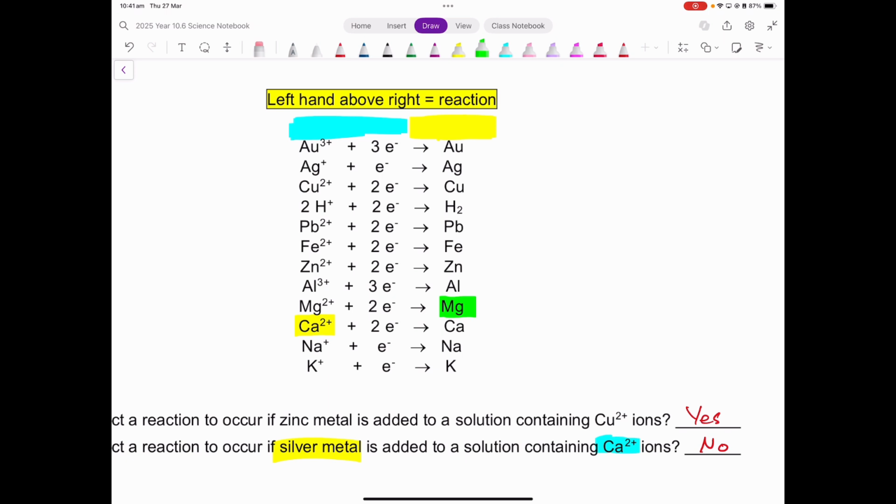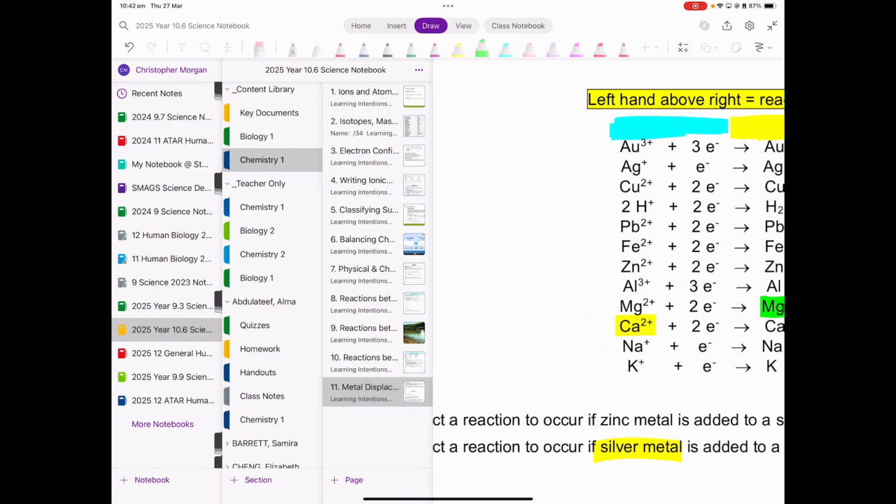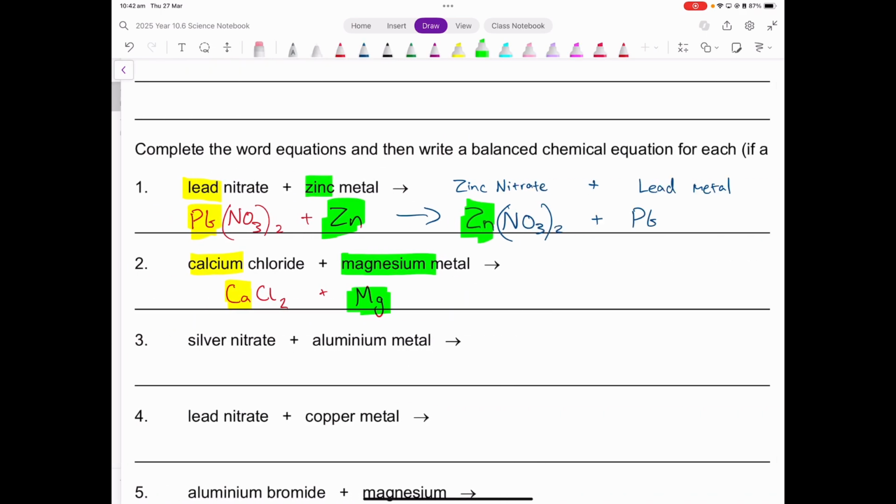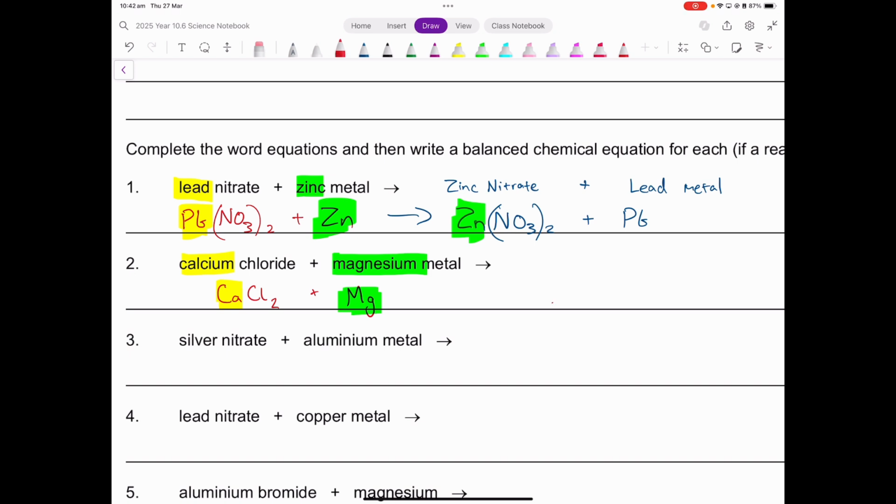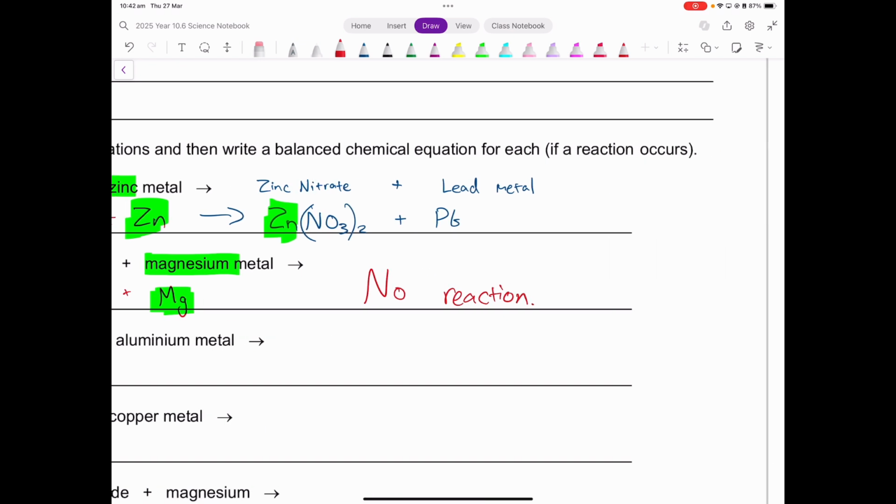Now they're right next to one another, but in this case, is my left hand above my right hand? No. So in this instance, you're going to love this because it's easy marks for you. There is going to be no reaction. Do we have to draw the arrow? Nope, you can just write no reaction and you will get full marks. If we already drew the arrow, would you lose marks? No. But you can just write no reaction because no reaction takes place.